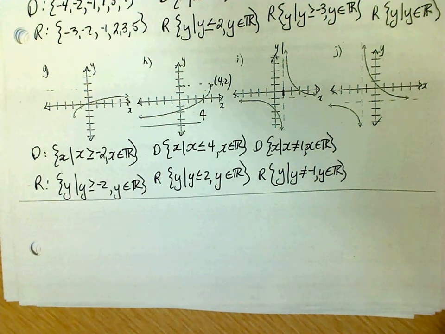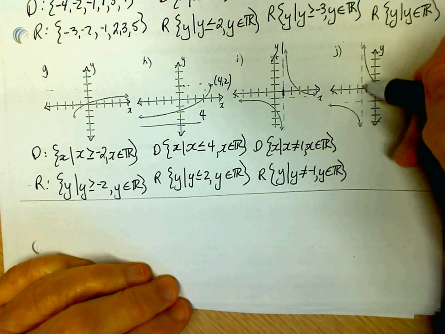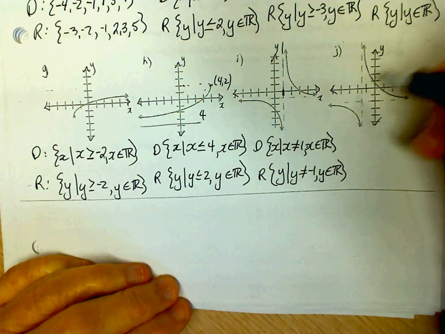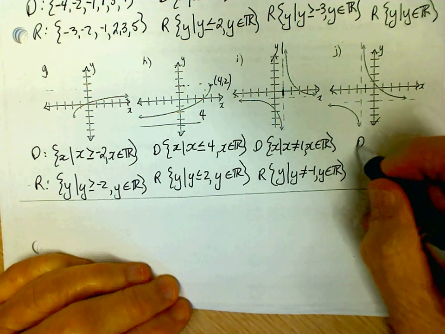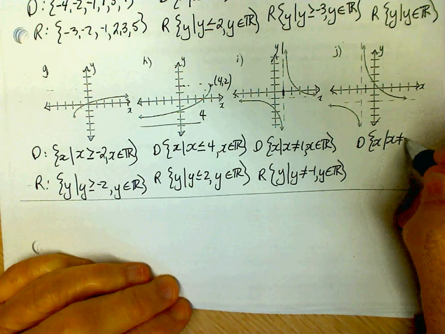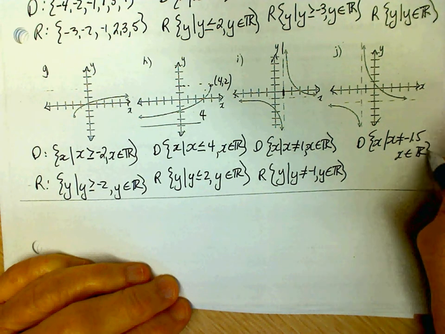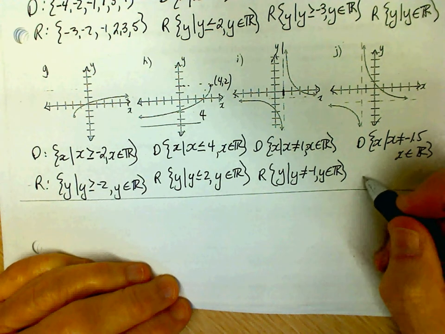Okay, it looks like this is -1.5. So we'll just say domain is x such that x cannot be -1.5, and range is y such that, what can y not equal?